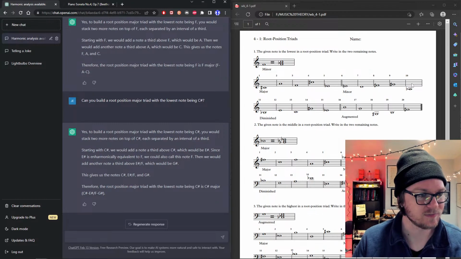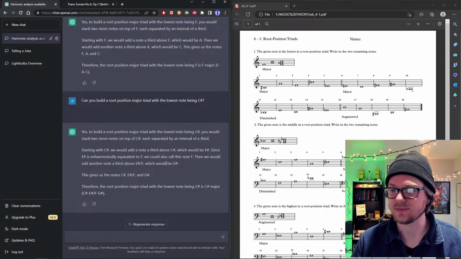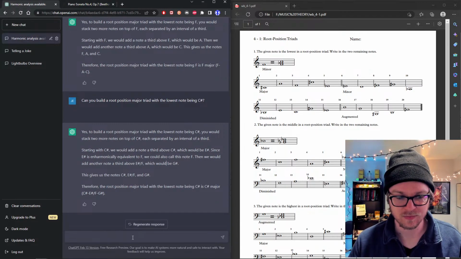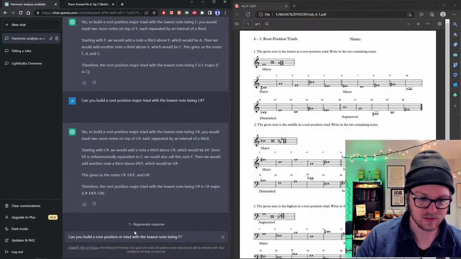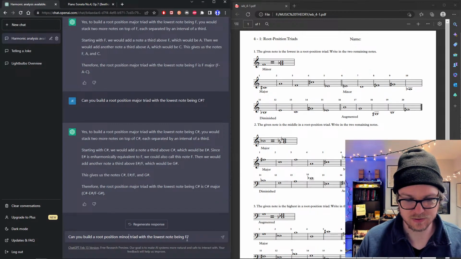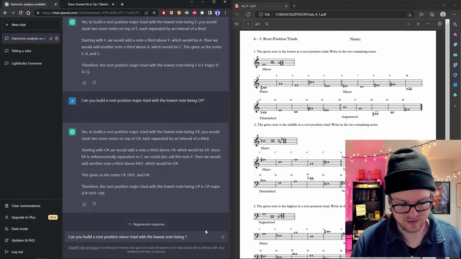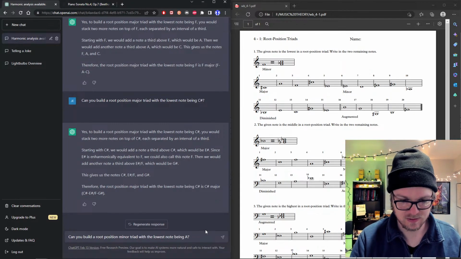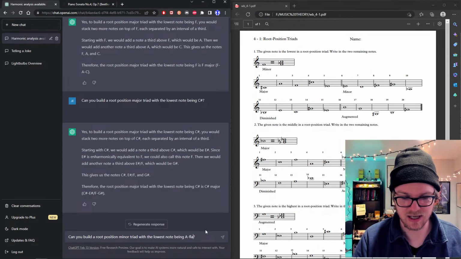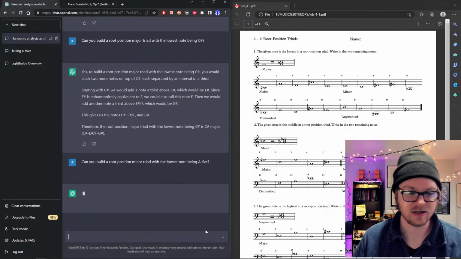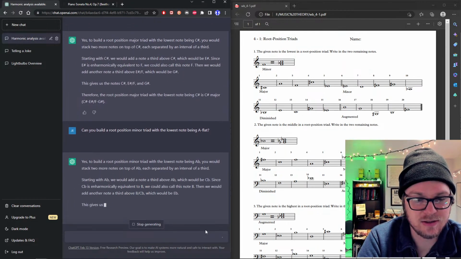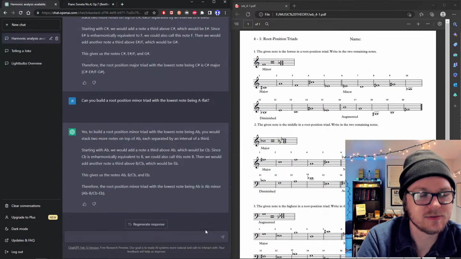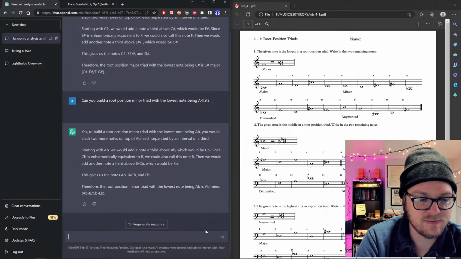Let's do number 10 right here. This one over here. Okay, so I'm gonna paste this in. Can you build a root position minor triad with the lowest note being A flat? I'm going to just do this just to be absolutely clear, because I don't know if a lowercase b would be... Okay, starting with A flat, we could add... Yep, and okay, so it does recognize it. Okay, cool. A flat, C flat, E flat. Perfect, okay.